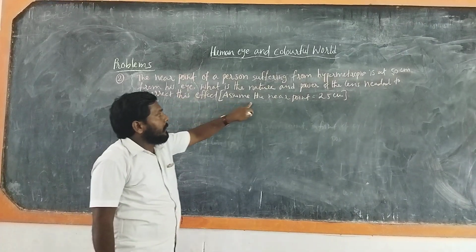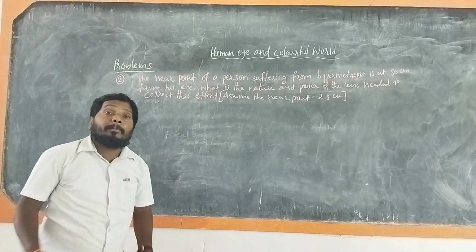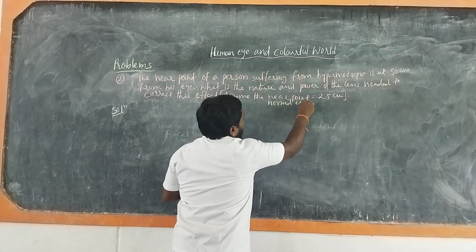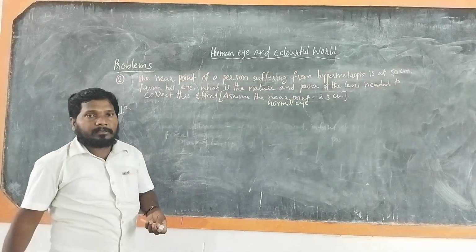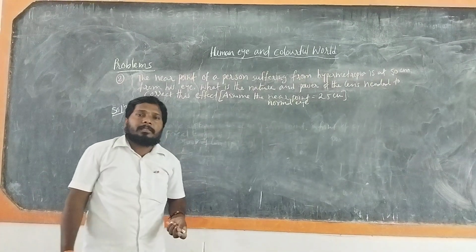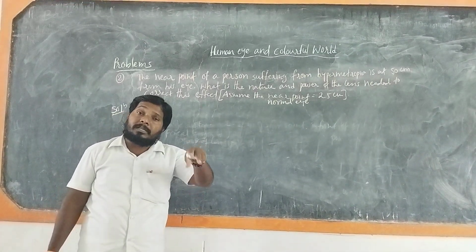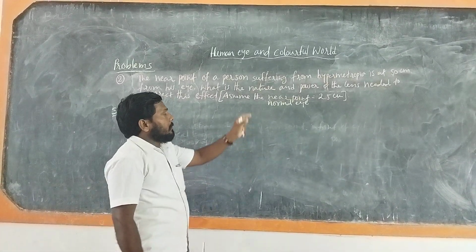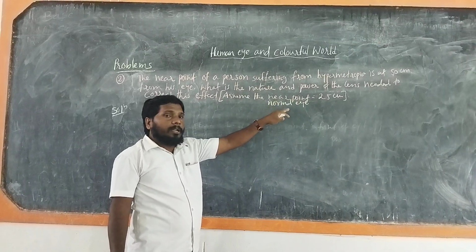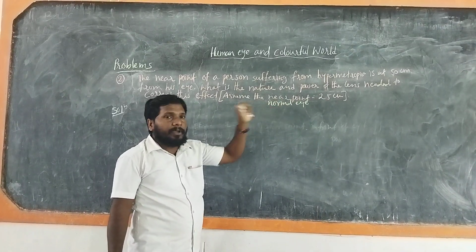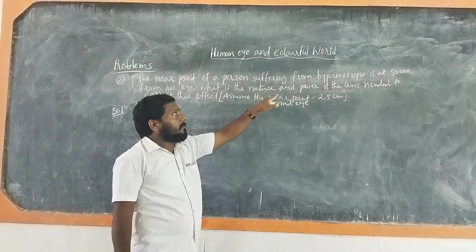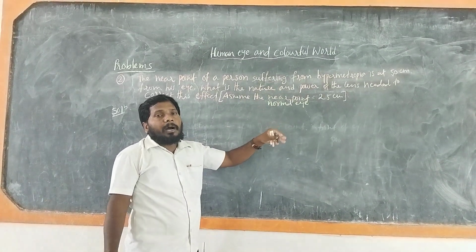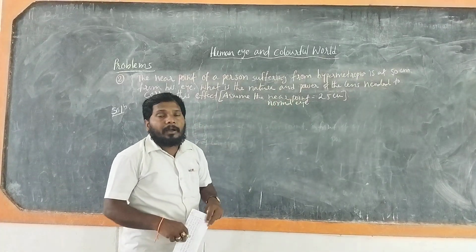In this problem, assume that the near point of a normal human eye is equal to 25 centimeters. So 25 centimeters is nothing but the least distance of distinct vision. So we are assuming that generally the near point for the human eye is 25 centimeters. If the person is suffering with hypermetropia, he is able to see the object if the object is 50 centimeters away from the human eye.